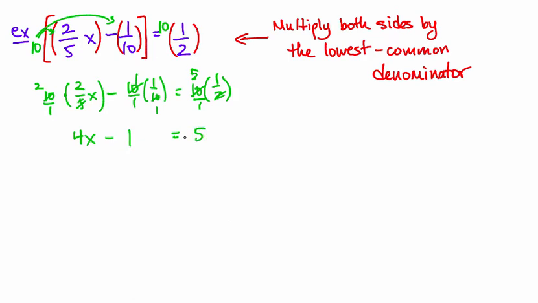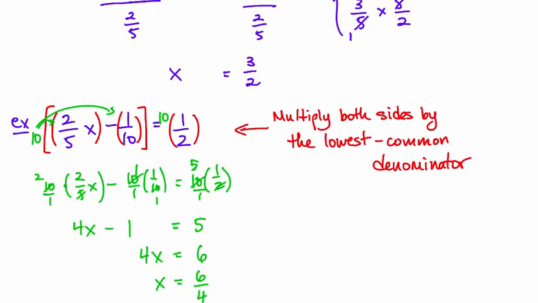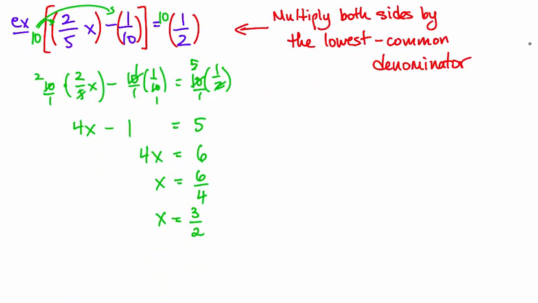And now I have a question that looks much more like a grade 8 level question. I can add 1 to both sides, and I can divide both sides by 4. And I can reduce to get 3 over 2, and just checking, yep, that's the same answer I had the other way, so it must be right.